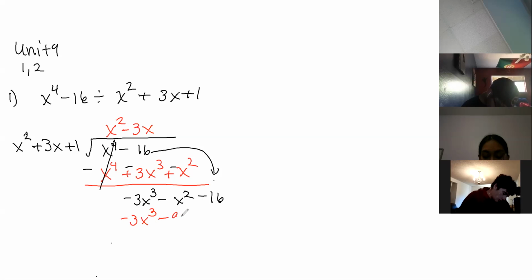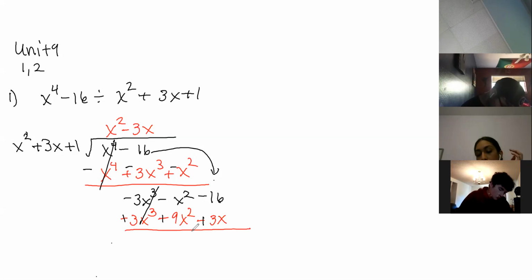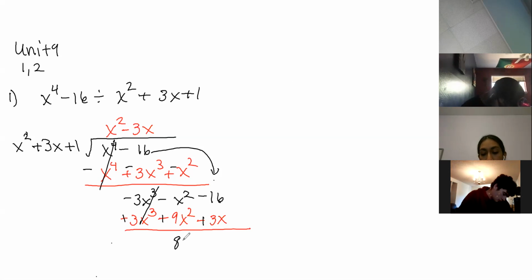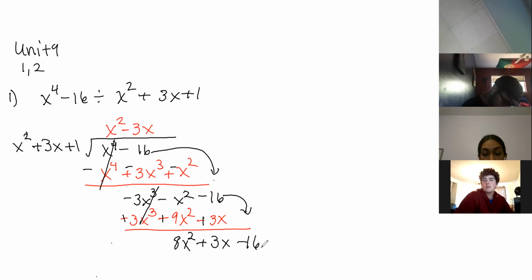9x squared. And then minus 3x. Okay, change all of our signs. Plus, plus, plus. First set's always gone. Are these two like terms? Yes. So that gives me positive 8x squared. Are 3x and negative 16 like terms? No, and there's no like terms around, so I put plus 3x minus 16, and then I start all over.